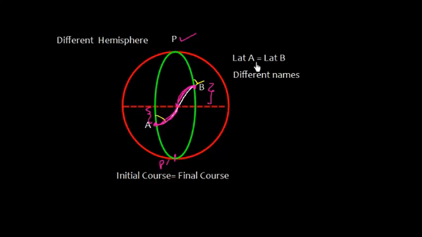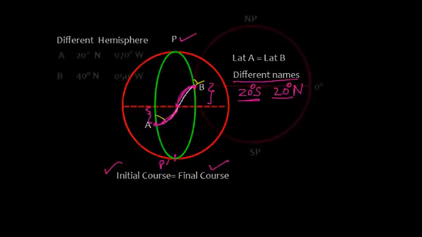Well, in this case, if the value is same, only the names are different, say A is 20 degrees south and B is 20 degrees north, names are different but the value is same, then initial course and final course of the great circle track will remain same.